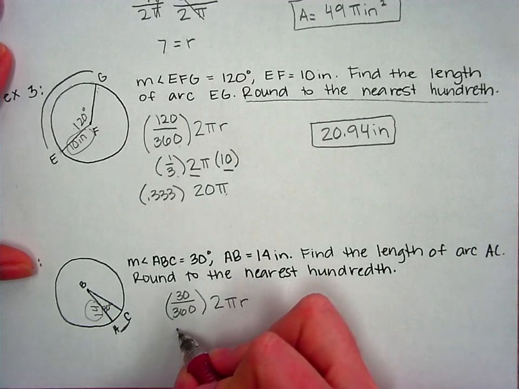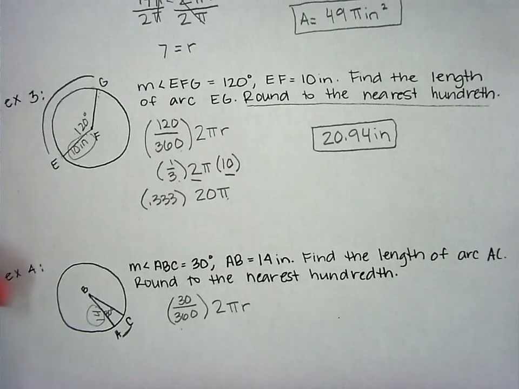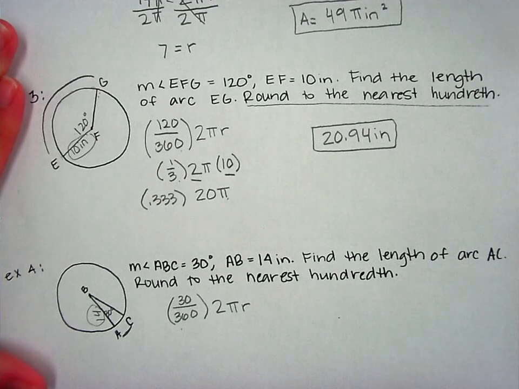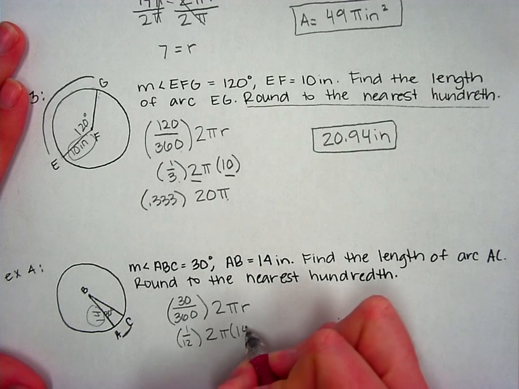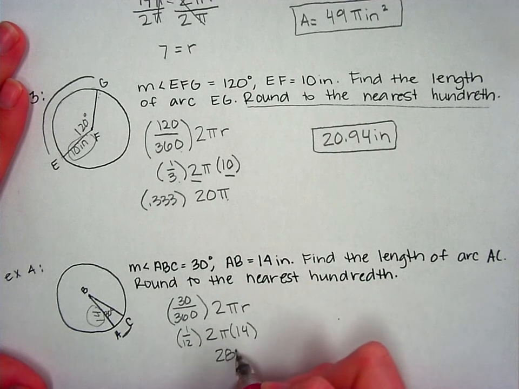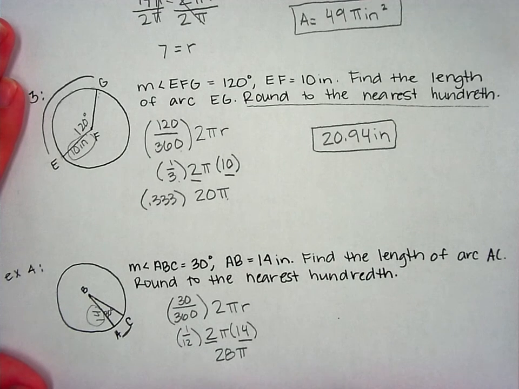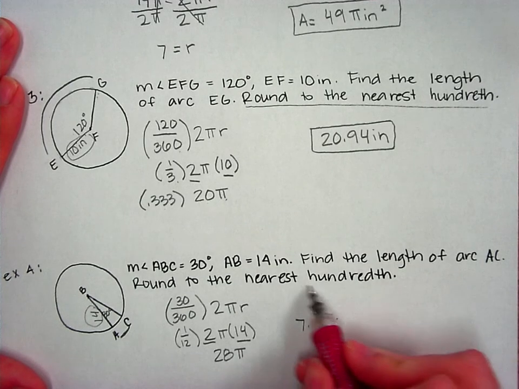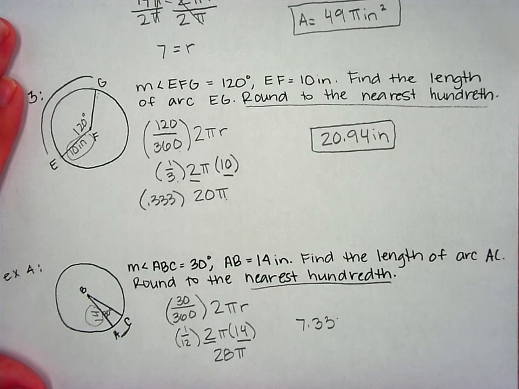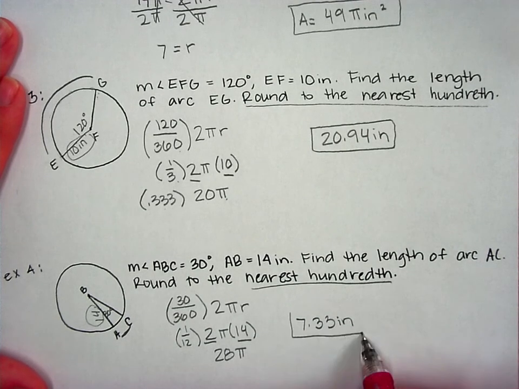So you can reduce this fraction if you want, or you can put it as a decimal, either way. Okay, so this would be 1/12. And then my r is 14. So I can make this 28 pi because I did 2 times 14. And then you can make this into a decimal, or you can just multiply the fraction. But when you multiply everything out, you end up getting 7.33 rounded to the nearest hundredth. The nearest hundredth is 2 numbers after the decimal, so look to the third one to see what you need to round to. And then it looks like my units are inches.